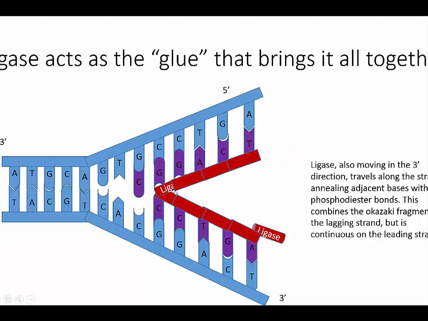So what it does is it makes those phosphodiester bonds. The phosphodiester bonds are the 5' to 3' ends connecting. So it's right between that phosphate and that carbon right there. Ligase makes these bonds, and that's what makes that backbone. And these bonds are covalent bonds, so they are very strong.